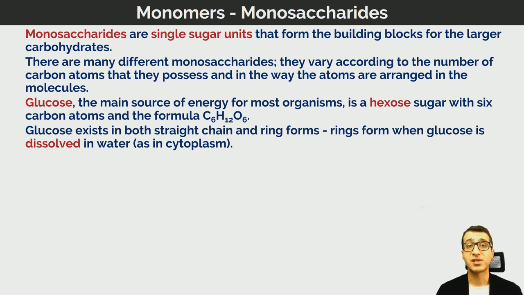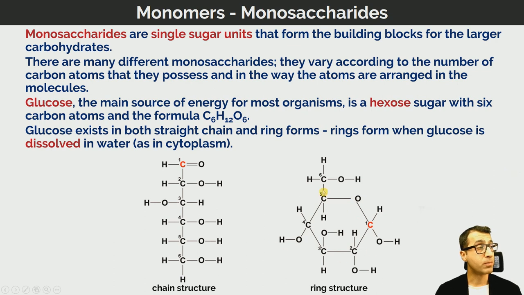This occurs when glucose is dissolved in water. So most of the cytoplasm of cells tends to be made up of water, and so typically you find the ring form of glucose in the cytoplasm of cells, and it's this form of glucose typically which you find in living organisms.